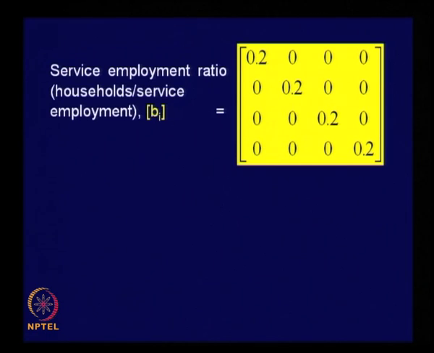And similar information related to service employment ratio expressed as households per service employment, BI values. Again, these are just only 4 entries pertaining to the 4 traffic zones, again a diagonal matrix. The values are 0.2 in all the 4 cases. It is a very simple direct case, but in practice it need not necessarily be like this, okay, could be different.